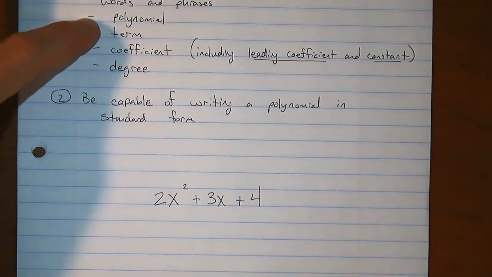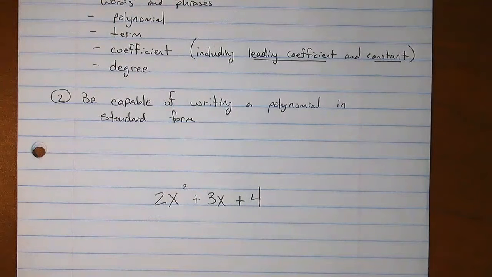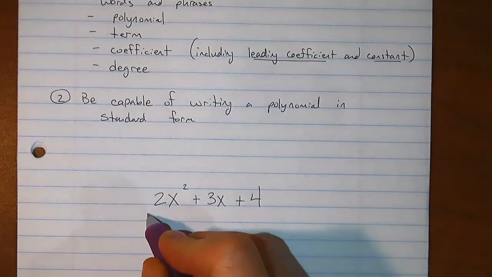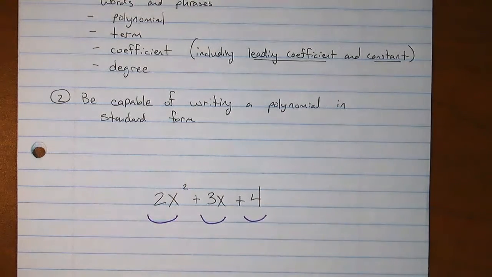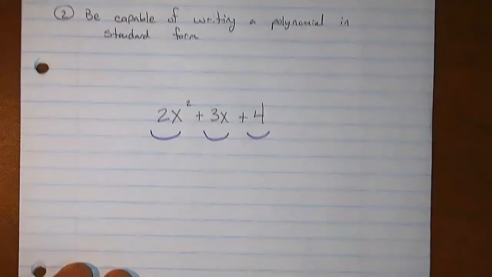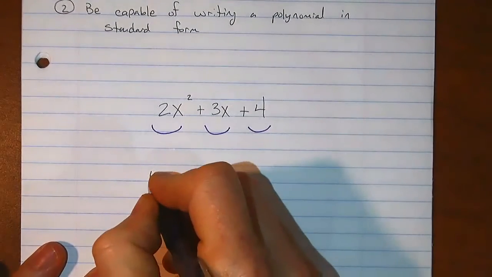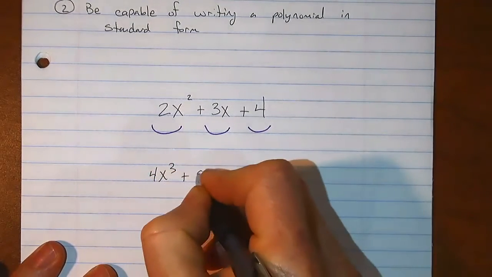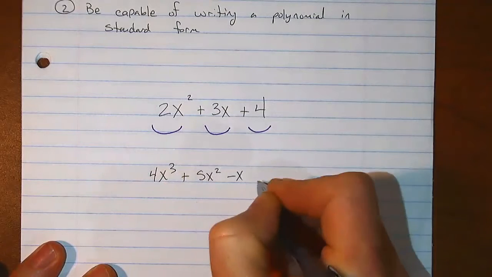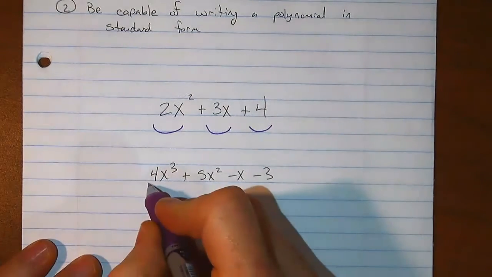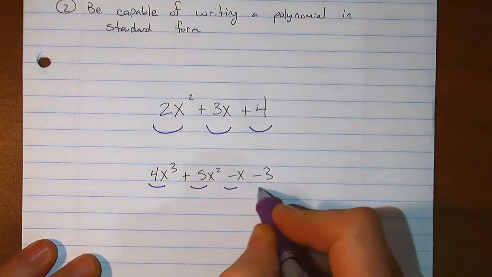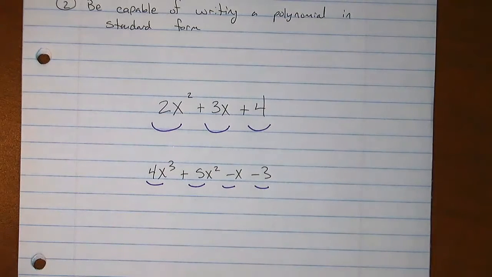So there's our first term. Our second word is term. The terms are the things that are separated by plus or minus signs. Okay, so this particular polynomial has three terms in it. Okay, let me give you a second polynomial example. That polynomial has four terms in it. The terms are the things that are separated by add and subtract signs.